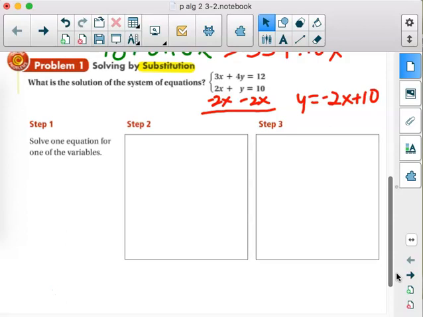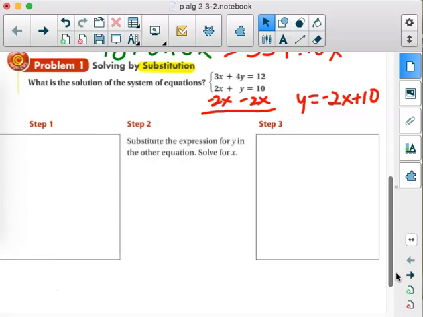So I have that equation solved for y, and step two would be, now put that into the other equation where it should go. And since we literally just solved that for y, we're going to replace y with negative 2x plus 10 in the equation we haven't touched yet, and the one we haven't done anything with. So substitute the expression for y in the other equation, and then solve for x.